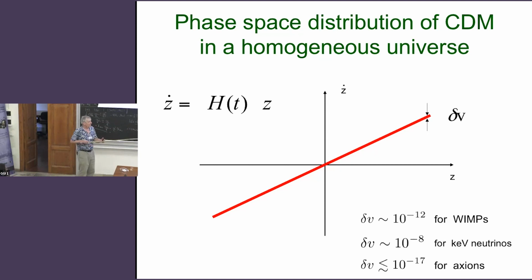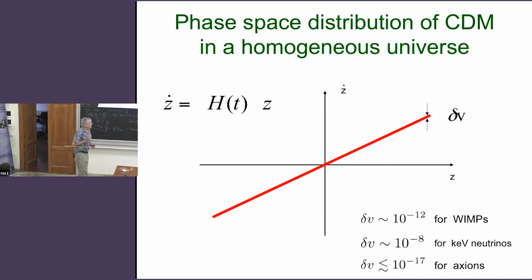Let's take one direction, z, and then its canonical conjugate, which is the momentum in the z direction, which for a non-relativistic fluid is the velocity. The particles lie on this red line because the velocities are proportional to the distances. So this is in principle a complete description of the fluid in the limit where you say it's perfectly cold and you can neglect the velocity dispersion, which is the thickness of the line I drew.